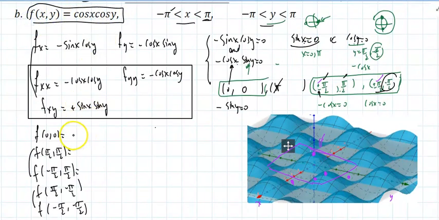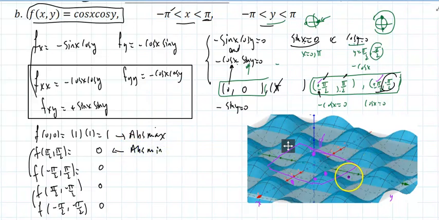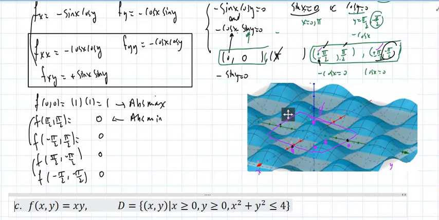If I put 0, 0 in, isn't cosine of 0 a 1, sine of 0 a 1? That's a 1. How about if I put pi over 2? Isn't that a 0? That's a 0, that's a 0, and that's a 0. So what does that tell me? That tells me we have an absolute maximum and we have an absolute minimum at 0. So probably the cutoff, this point probably was right there when we cut it. Again, I could figure that out exactly where it is on the graph, but that's how this works.